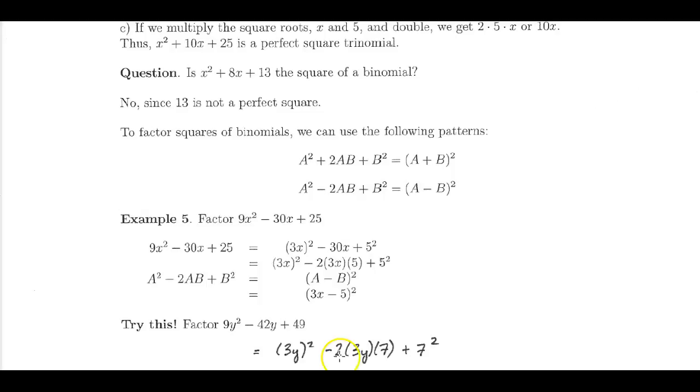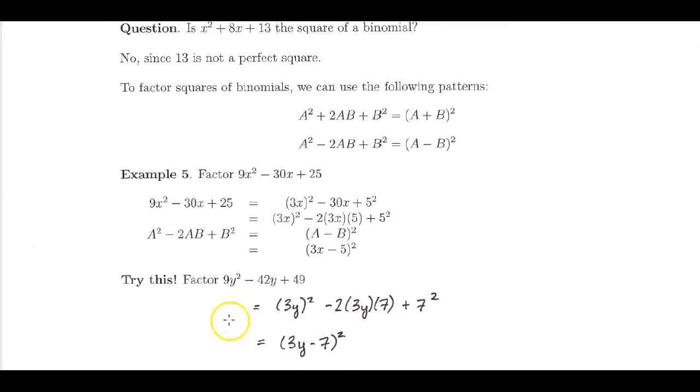Okay, so here we have that 9y squared can be written as the quantity 3y squared. 49 is 7 squared. And if we take negative 2 times 3y times 7, we get negative 42. So 3y times 7 is 21, times negative 2 is negative 42. So this is of the form of a trinomial square, so we can write it as 3y minus 7 squared.